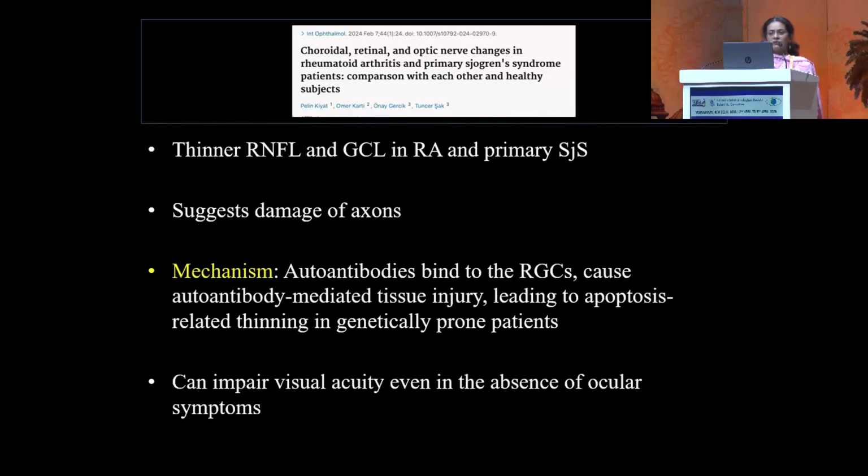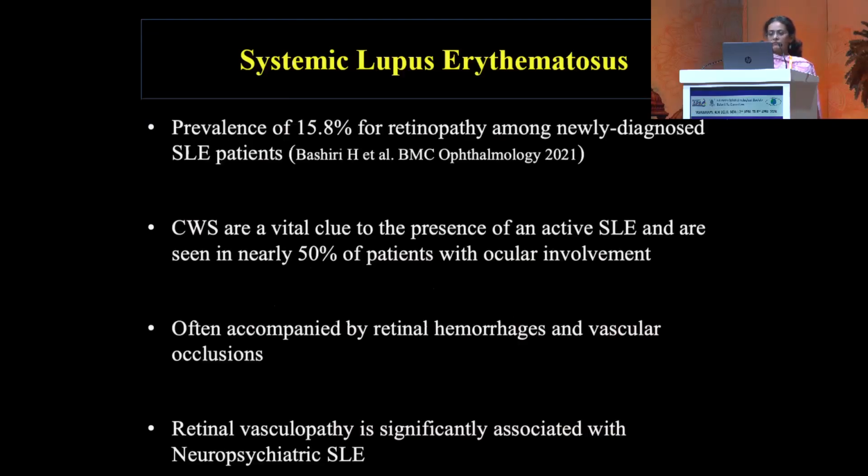The comparison of the choroidal and the retinal layers has been done in rheumatoid arthritis versus the healthy controls. What has been found is that there is thinning of the RNFL and the ganglion cell layer in rheumatoid arthritis, which suggests there is damage of axons. The mechanism postulated is that the autoantibodies bind to the RGCs and cause autoantibody-mediated tissue injury, leading to apoptosis-related thinning in genetically prone patients. This can impair visual acuity even in the absence of ocular symptoms.